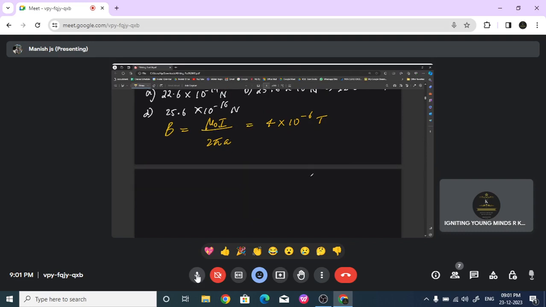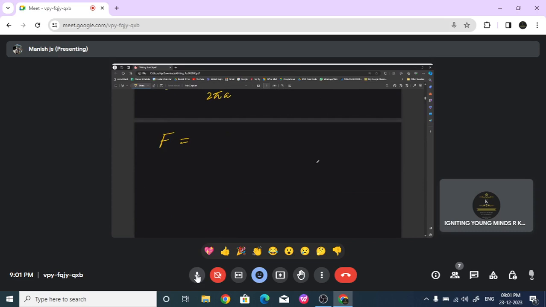So once you get this particular value, now you will find out what is the force. Which force? There is only magnetic field, so there is no electric field here. So only magnetic field you will find out. Force due to magnetic field. So what is that force due to magnetic field? You remember in Lorentz force, only the magnetic field component alone you will find, which is QVB sine theta.